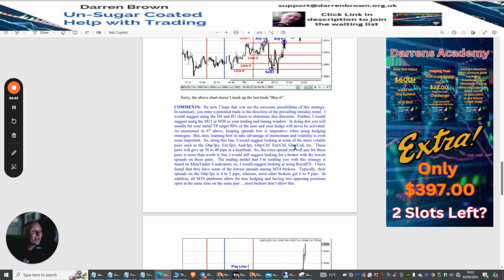So by now you can see the awesome possibilities of this strategy. In summary, you enter a potential trade in the direction of the prevailing intraday trend. Remember I said to you, trend is your friend. It's very important. I would suggest using a 4-hour and a 1-hour chart to determine the direction. Furthermore, I would suggest using a 15-minute and a 30-minute as your trading and timing window. In doing this, you will usually hit the initial take profit target 90% of the time, and your hedge will never be activated, as mentioned in number 7.